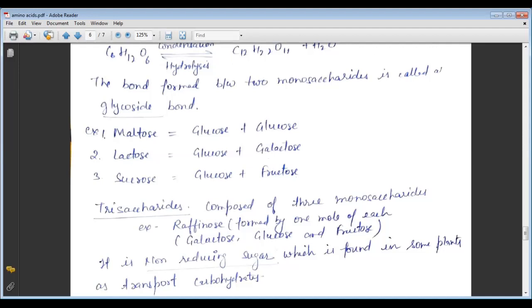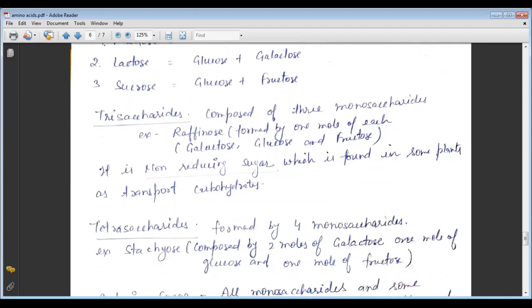So these are the disaccharides. Now come to the trisaccharides, composed of 3 monosaccharides. The example is raffinose. It is formed by 1 mole each of galactose, glucose, and fructose. This is the trisaccharide. It is a non-reducing sugar which is found in some plants as a transport carbohydrate.